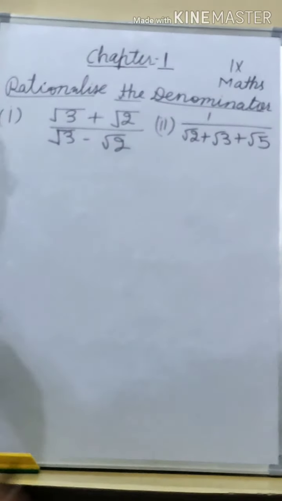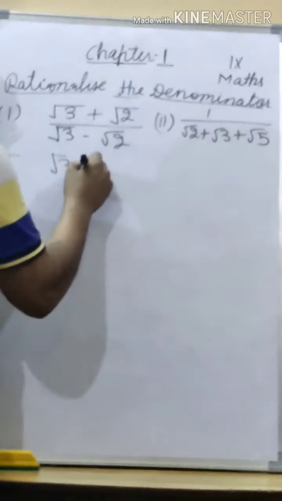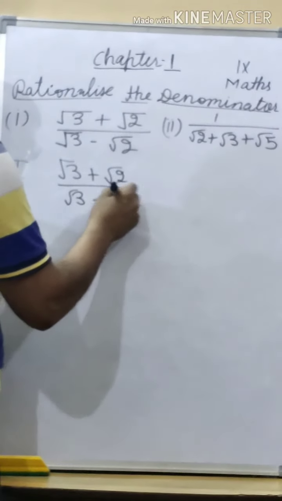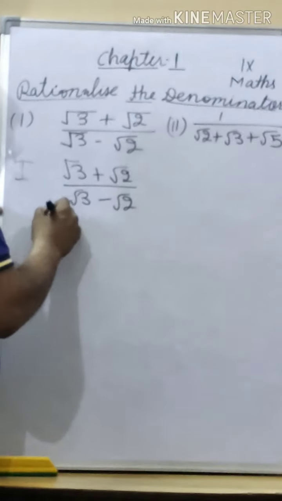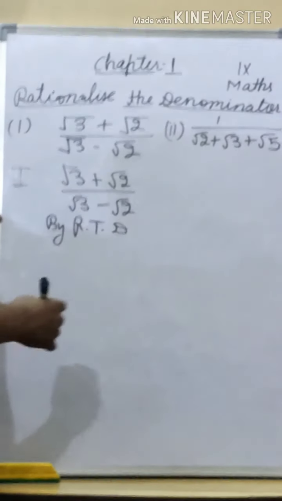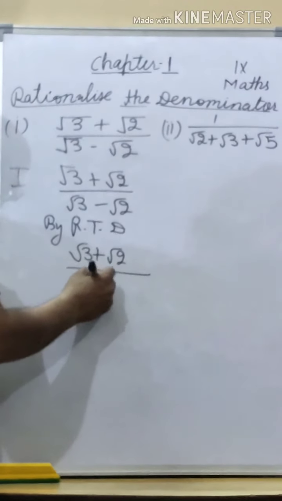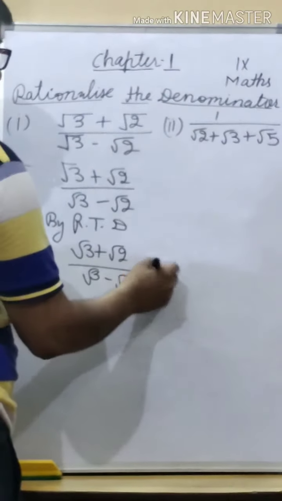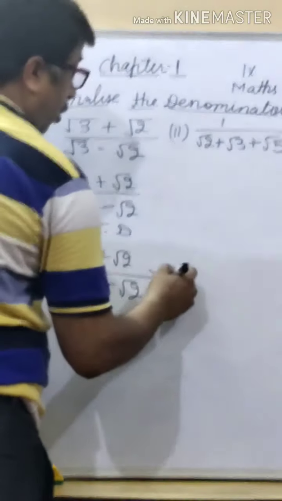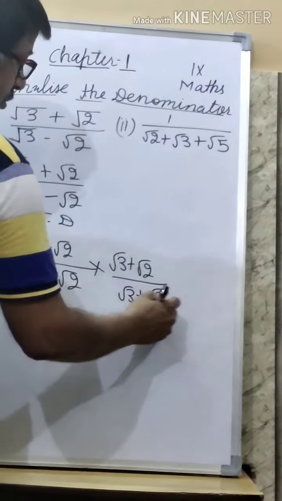Statement may be changed. Now, first part, what is it saying? Rationalize the denominator. Root 3 plus root 2 upon root 3 minus root 2. So by rationalize the denominator, by RTD, root 3 plus root 2 upon root 3 minus root 2. If minus is there, multiply and divide by root 3 plus root 2.